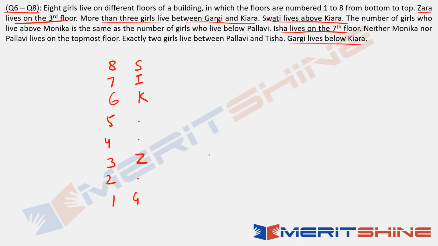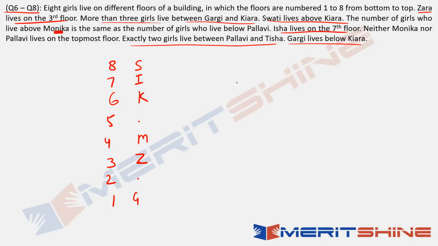What else? Look at this. Exactly 2 girls live between P and T, Pallavi and Tisha. What are the positions? 5 and 2. So 4 is left. 4 will go to this girl who's left, Monica. So this becomes Monica. Fine, just 2 positions left.